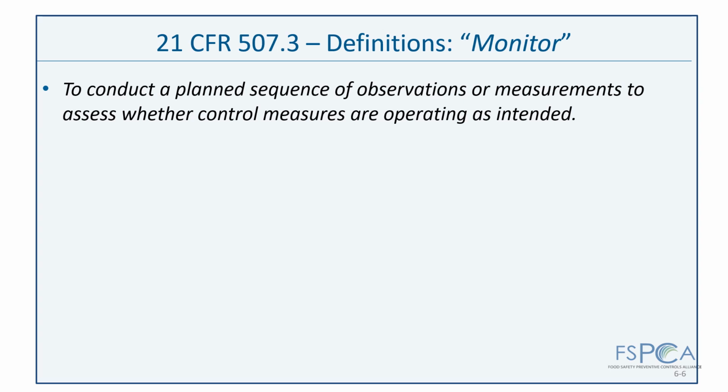Here's a definition of monitor. So we're going to talk about monitoring first. Monitoring is a required management component. What it means to monitor is to conduct a planned sequence of observations or measurements to assess whether control measures are operating as intended. So monitoring is something that we can observe or measure. We're getting data on something like this. We have a planned sequence, a planned structure that we use to monitor our preventive controls just to make sure that they are being done and implemented and operating as intended.